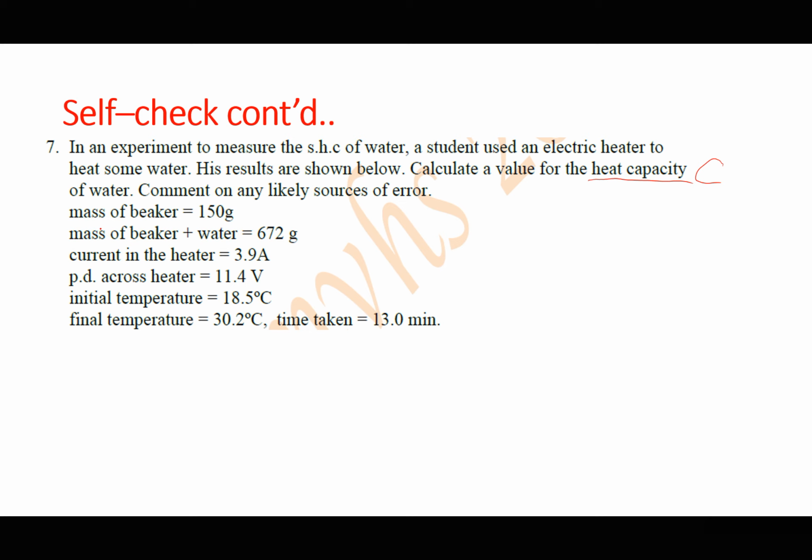Number 1, the mass of the beaker is 150. Mass of the beaker plus the water is that. Current in the heater is that. PD across the heater is that. Of course, you know that PD and current will give us the power. Initial temperature is that, final temperature is that, and the time taken is that. And we know power times time will give us the energy supplied. So you should be able to find the heat capacity C.